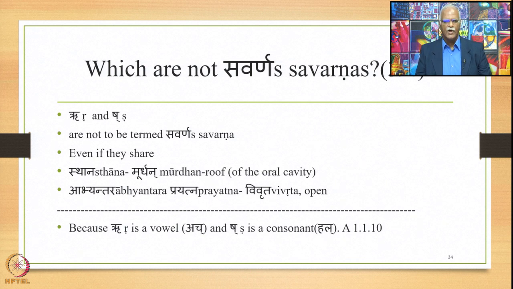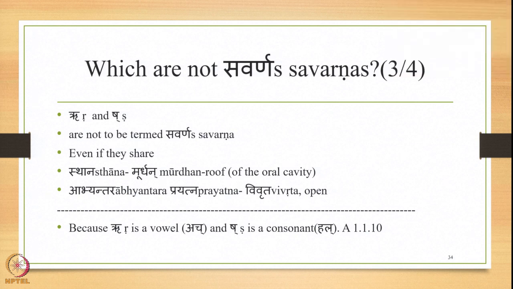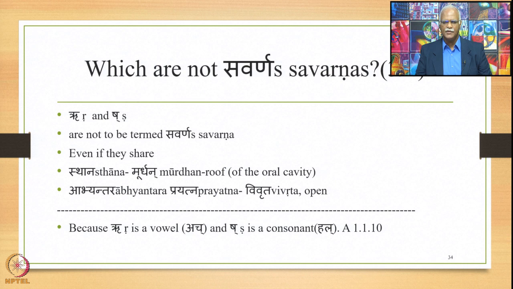Similarly, you have ṛ and sh, even if they share the sthāna, namely mūrdhan, and the abhyantara prayatna, namely vivruta, they are not to be termed savarṇa, primarily because ṛ is a vowel and sh is a consonant. So, nājjhalau applies over here, and ṛ and sh are not termed as savarṇas of each other as a result.